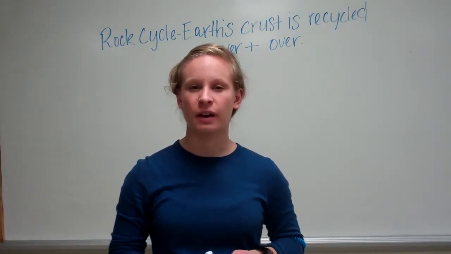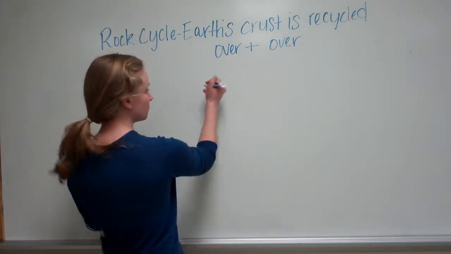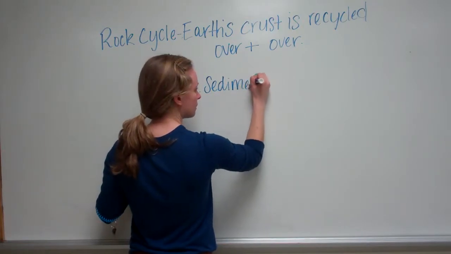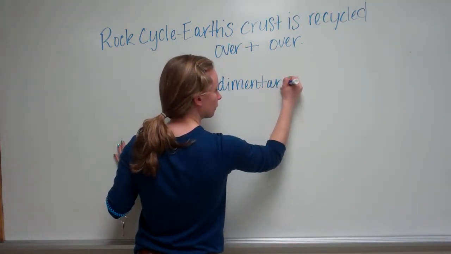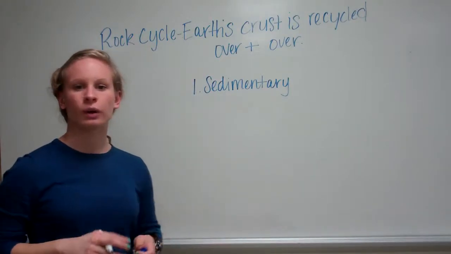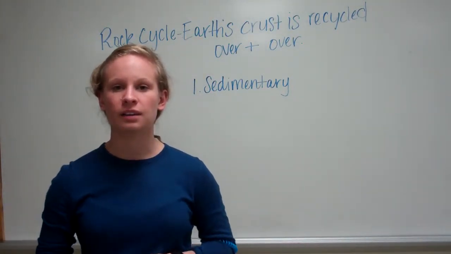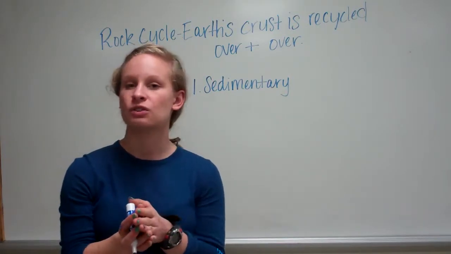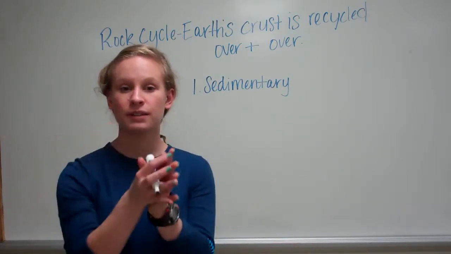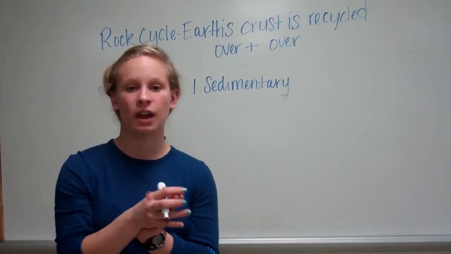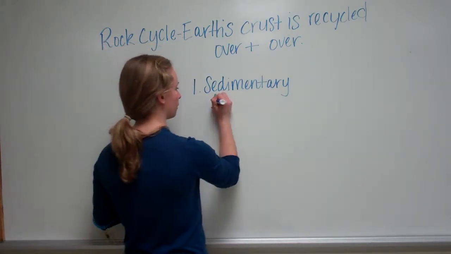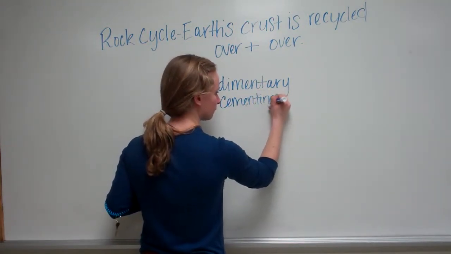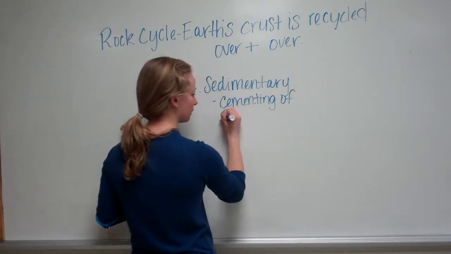The first one that we're going to talk about is our sedimentary rock. The way we end up with a sedimentary rock is we have sediment that is piled together and cemented into forming a new rock. So we have these smaller rocks that get put together and mushed together to form a new rock. So we have cementing of smaller rock.